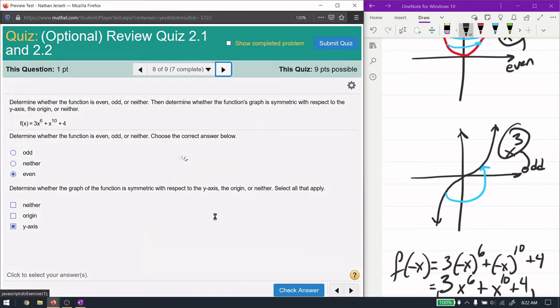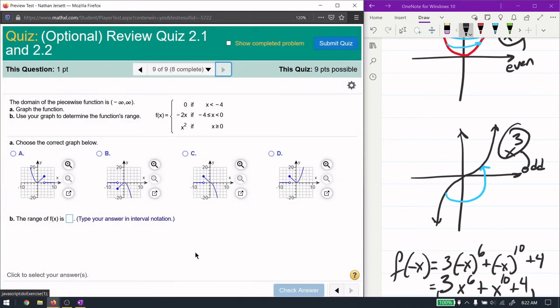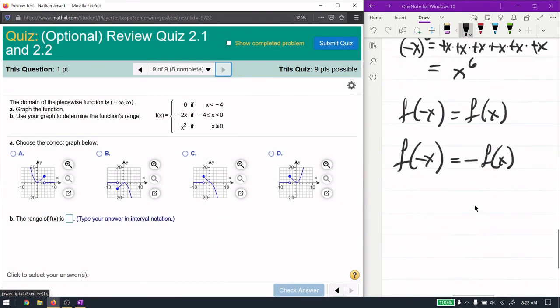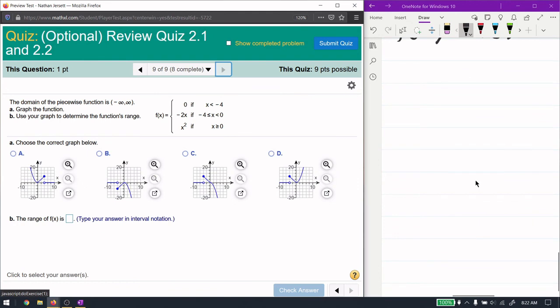All right, last problem. You have a piecewise graph here. A piecewise graph is interesting because it talks about different domains, and you can have different graphs fit different roles. All we're trying to do is graph this function and then find the range of the function.